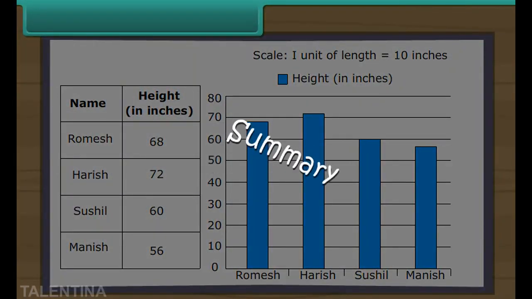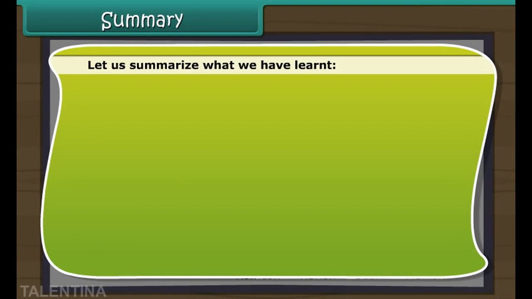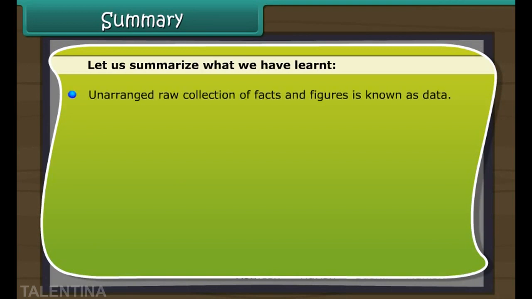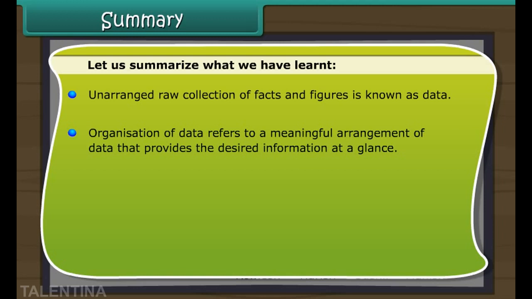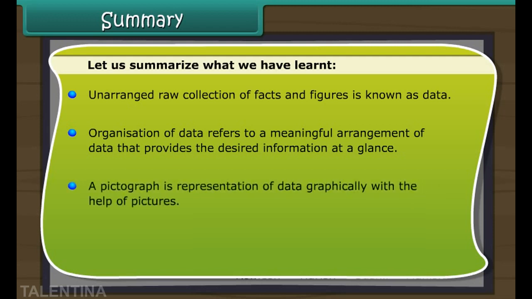Summary. Let us summarize what we have learned. Unarranged raw collection of facts and figures is known as data. Organization of data refers to a meaningful arrangement of data that provides the desired information at a glance. A pictograph is representation of data graphically with the help of pictures.